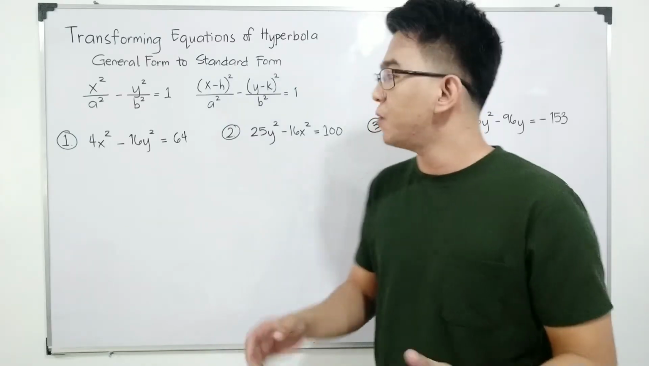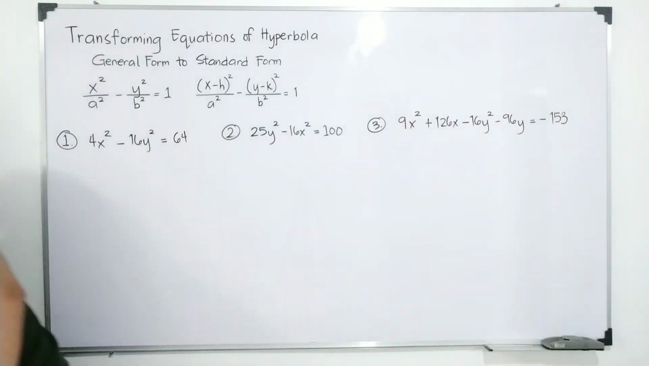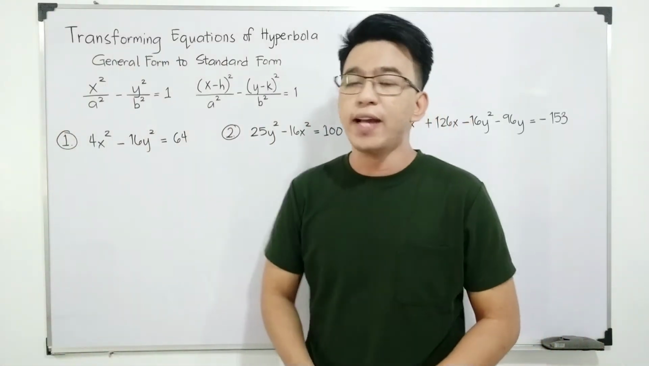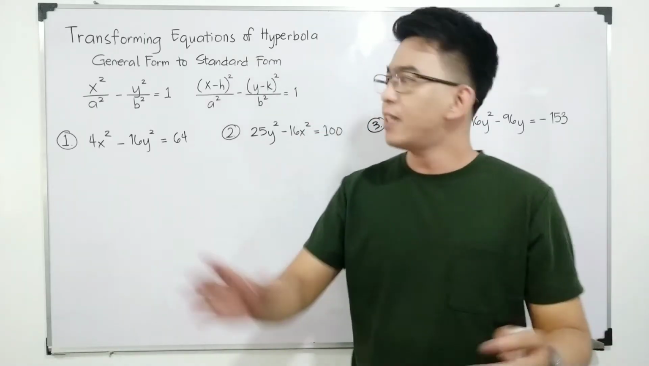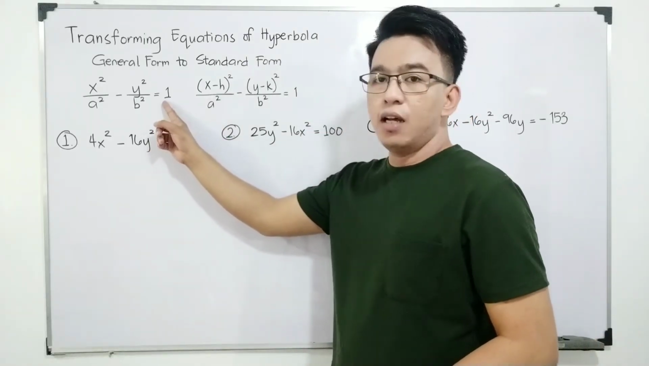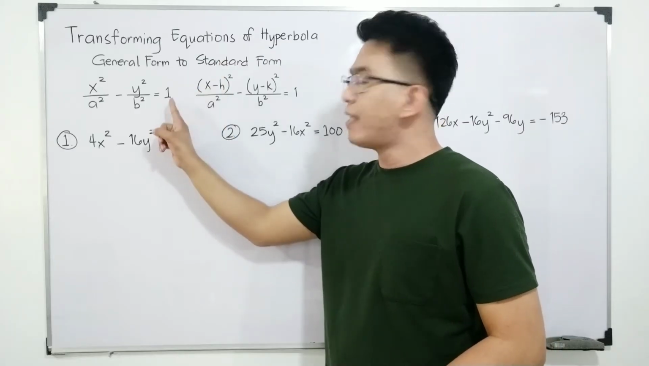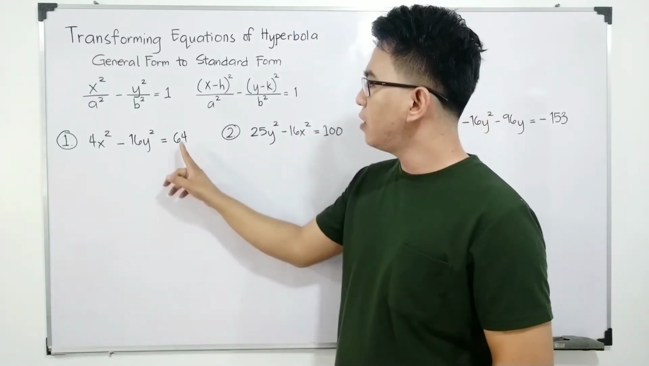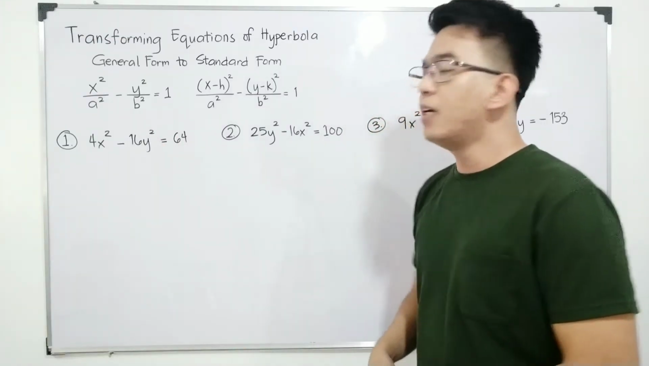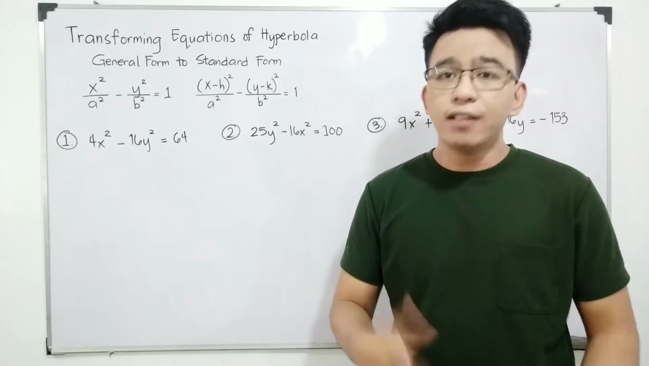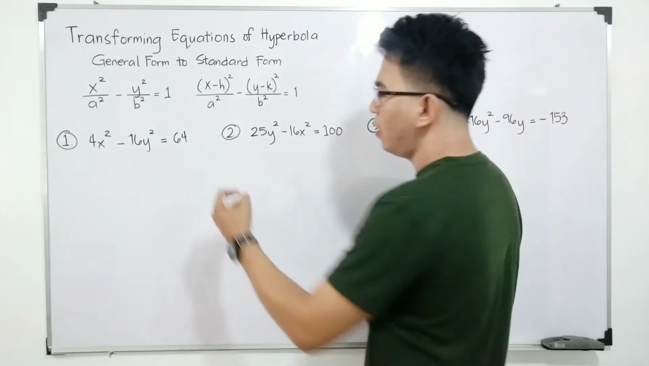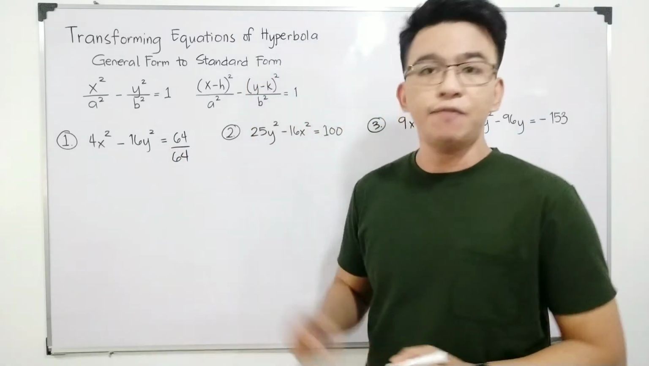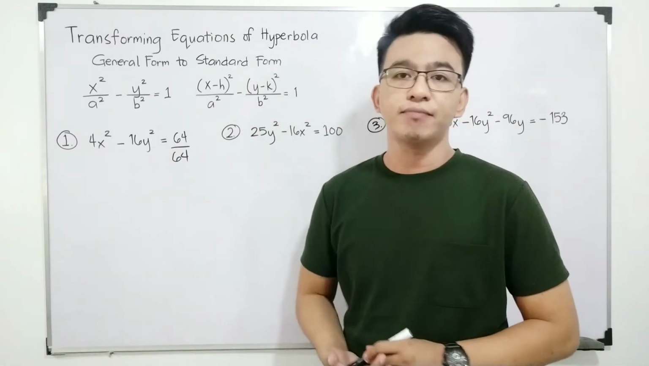So now, let's continue. In number 1, we are given 4x squared minus 16y squared is equal to 64. Guys, this is easy. Our target is just to make the constant equal to 1. So what we will do is divide the whole equation by 64. Again, divide the whole equation by 64. Sir, why? Imagine guys, when you divide this by 64, 64 divided by 64 is equal to 1.